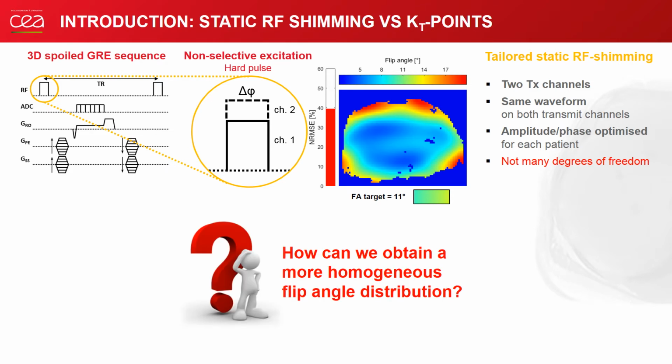The question is, how can we make it better? Can we obtain a more homogeneous flip angle distribution? Of course, we could use more transmit channels, 8, 16, 32, but that would be extremely expensive.